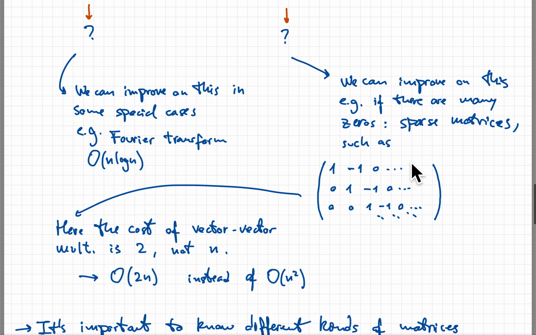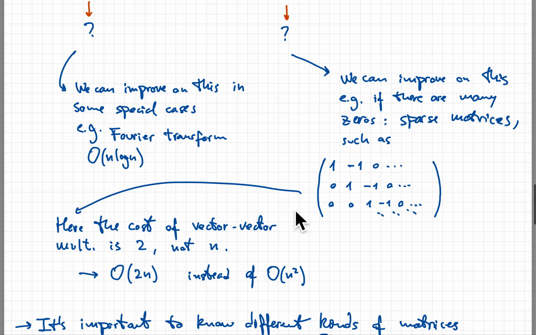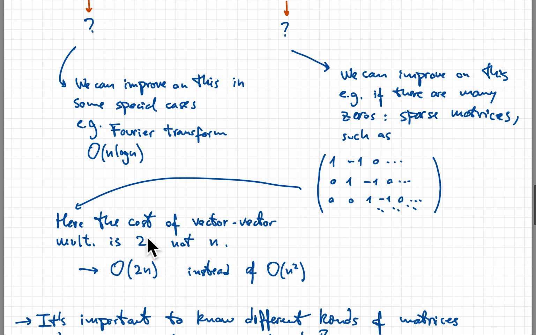But take, for example, this case where you have 1, minus 1, and then all zeros. And then the next row is 0, 1, minus 1, and a bunch of zeros. And the next one is 0, 0, 1, minus 1, and a bunch of zeros all the way to the end, and so on and so forth. So when you know the structure of the matrix, that it has only a couple of non-zeros and everything else is 0 for each row, then the cost of the vector-vector multiplication is just 2. It doesn't scale like n.